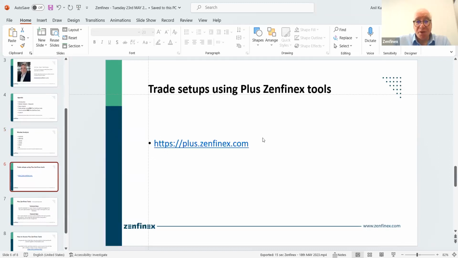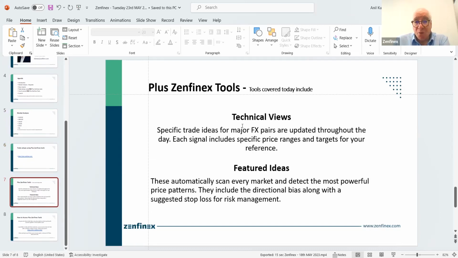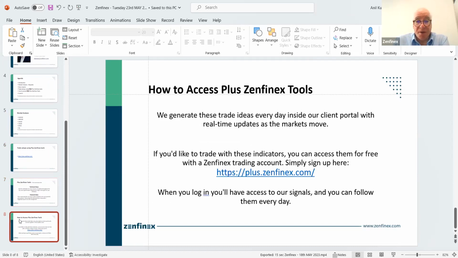I'm also going to show you how to utilize the free plus ZenFinex tools and how you can get access to them. It's all free, and we're going to look at how we can look for trade setups utilizing those very same tools. And we'll come back to this, but I'm really more keen to, and I'm sure you guys are as well, look at charts. So let's pull up some charts.